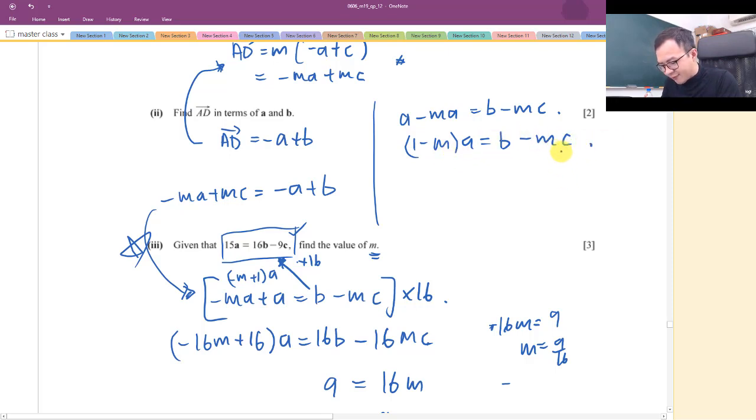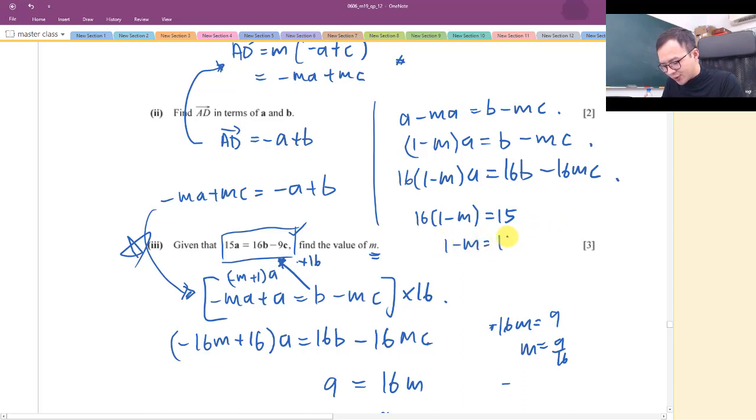So I multiply 16 for the whole thing here. I get 16b, right? So 16 times (1 minus ma) equals 16b minus 16mc. So 16 times (1 minus m) equals 15. Yeah, it's the same, right? 1 minus m equals 15 over 16. m equals 1 over 16.